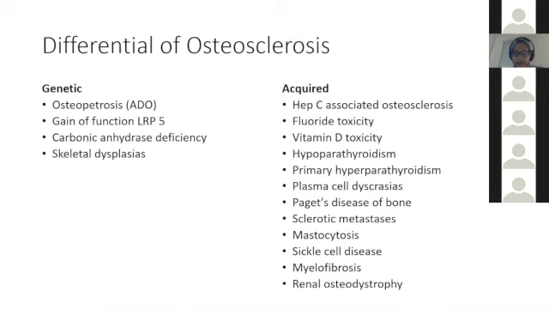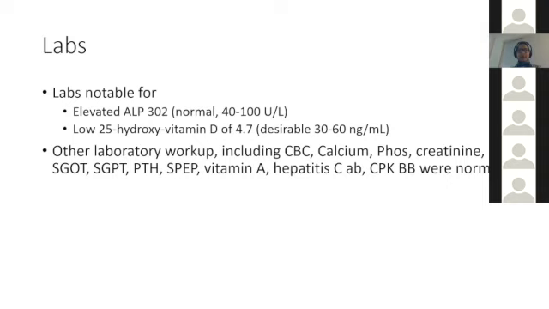Labs for this patient were notable for an elevated alkaline phosphatase of 302, normal range being between 40 and 100 units per liter, and a low 25-hydroxy vitamin D of 4.7, desirable value being between 30 to 60 nanograms per mL. Other lab workup including a CBC, calcium, phosphorus, creatinine, SGOT, SGPT, PTH, SPEP, vitamin A, hepatitis C antibody, and CPK-BB were normal.